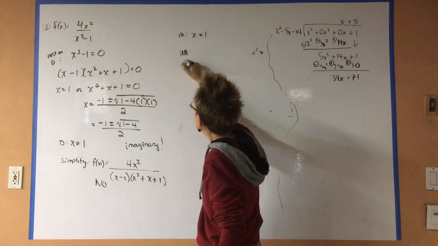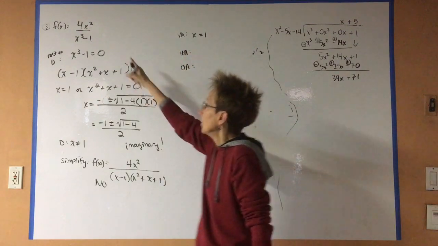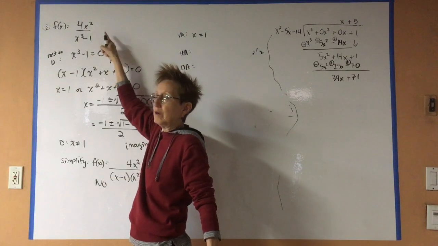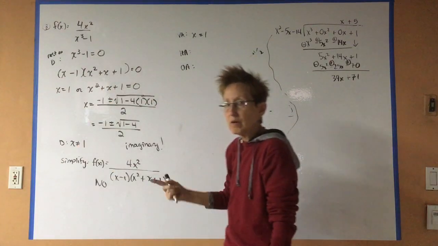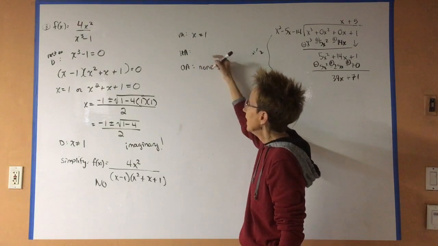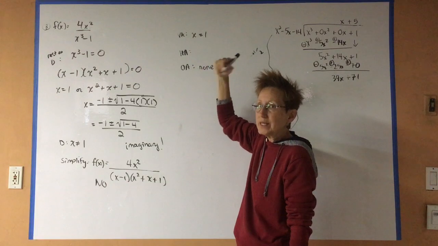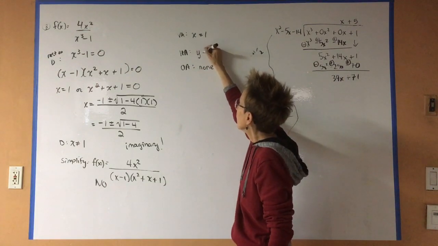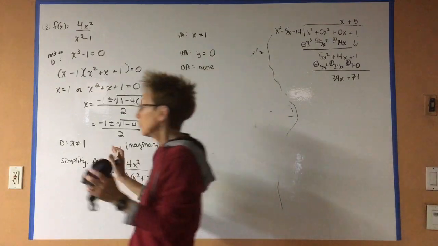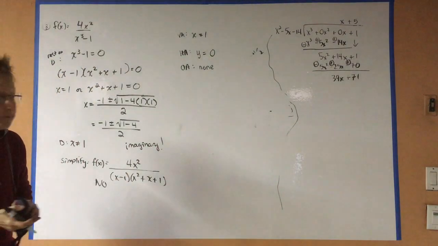HA, OA. So I look at the degrees. This is degree 2, this is degree 3. So lower over higher. Lower over higher. That means it's an HA, so there is no OA. And if it's lower over higher, what is the HA? Y equals 0. Lower over higher, the whole thing approaches 0 as we let x get bigger and bigger.